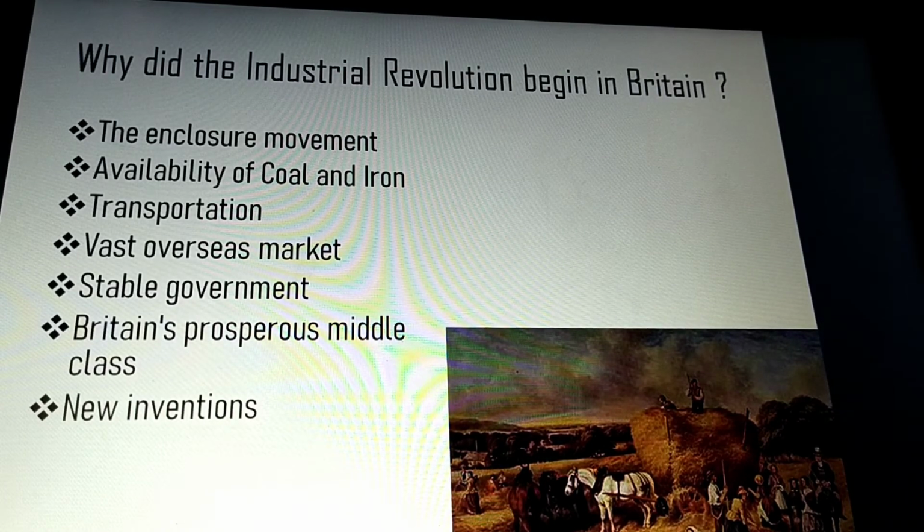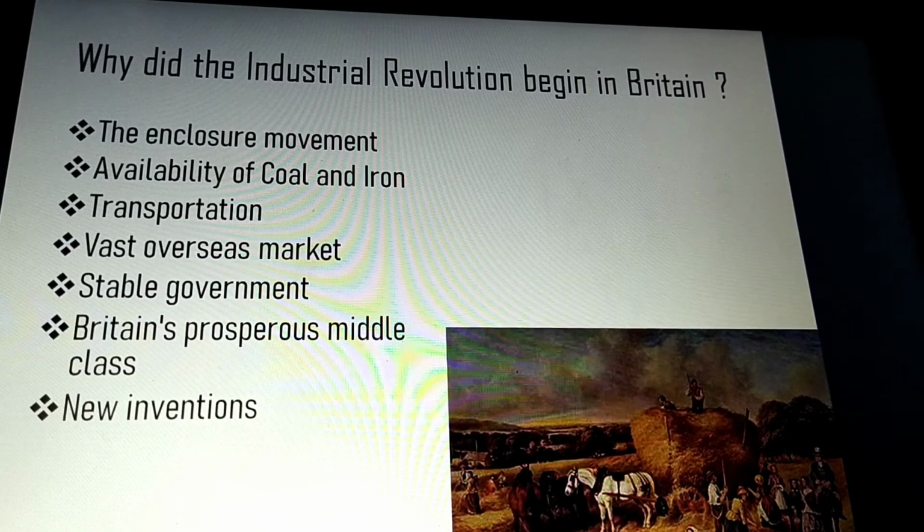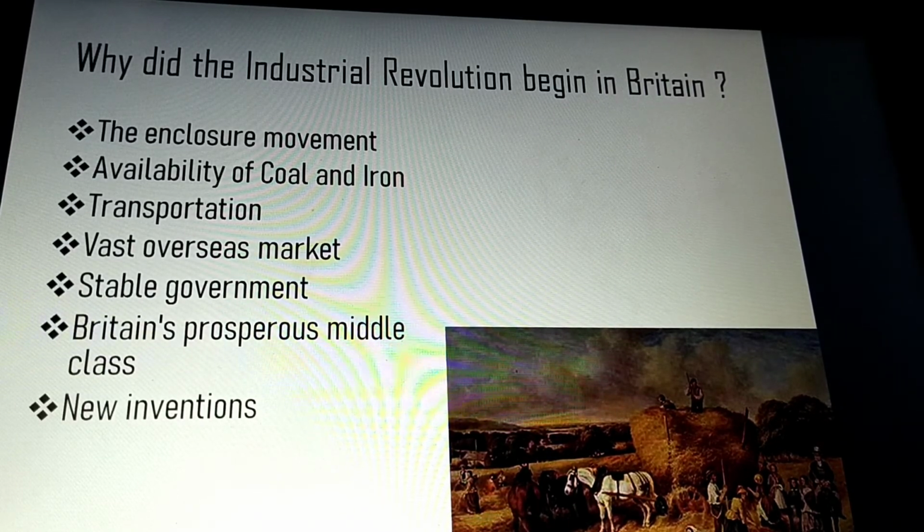Now, why did the Industrial Revolution begin in Britain? What were the reasons behind it? The first was the enclosure movement. The second was the availability of coal and iron. Coal and iron were the essential resources for the Industrial Revolution, which were available in Britain in plenty during that period. Next was transportation.